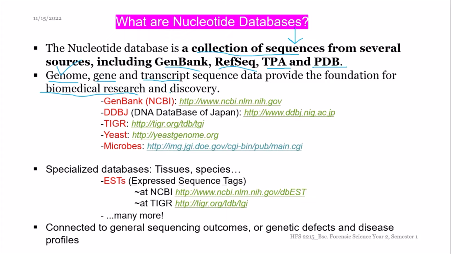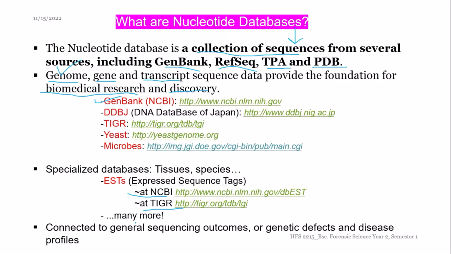sequence data, and usually they provide foundation for biomedical research and discovery. Now this, for example, we have said gene banks, data bank, DNA data bank of Japan, TIGR, yeast and microbe databases. We also have specialized databases that will have things like ESTs or express sequence tags, STRs, etc., also stored in places such as NCBI and TIGR.